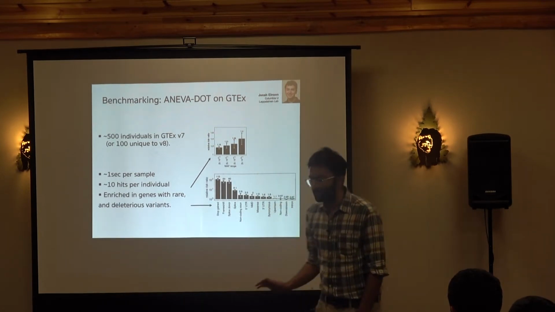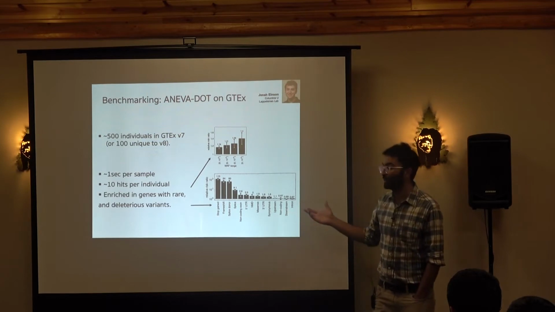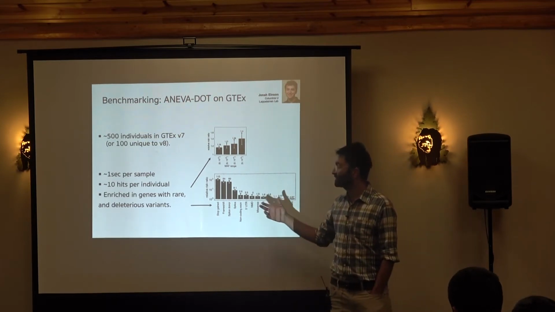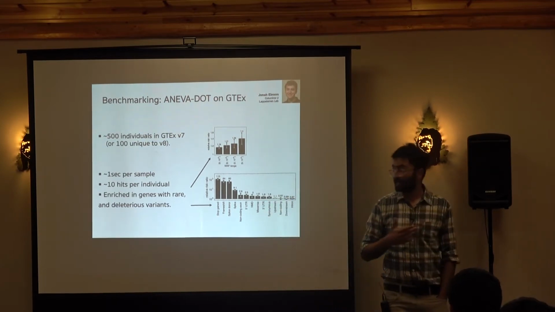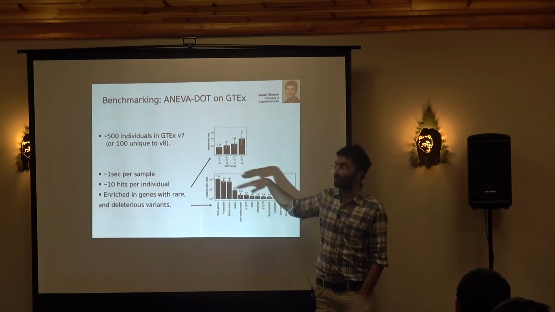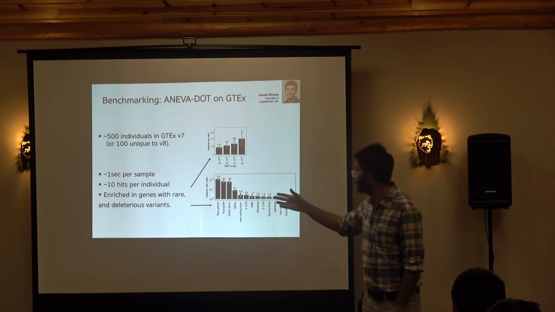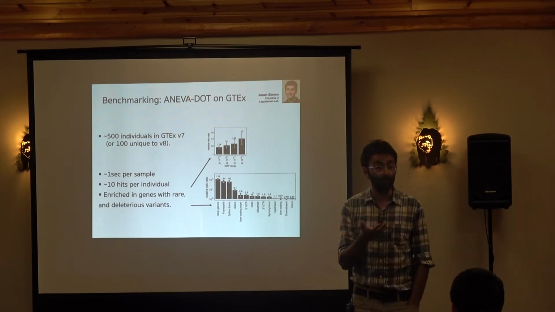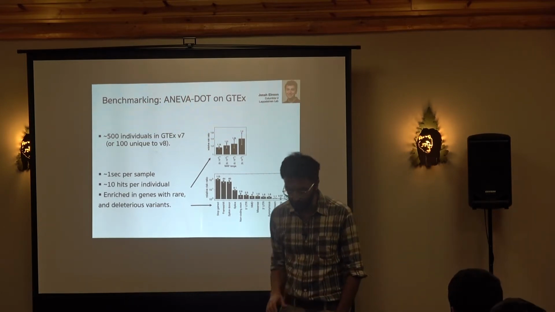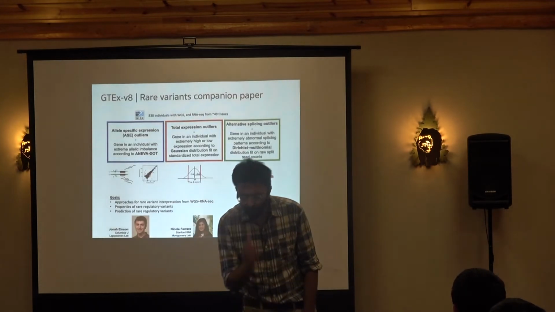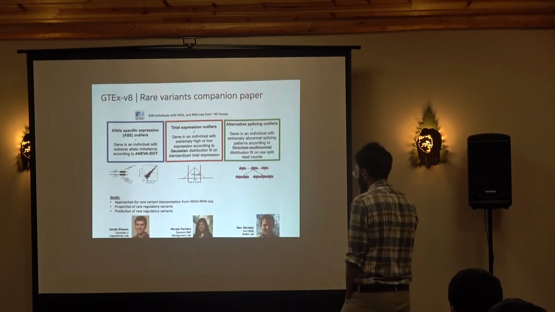Now, when we look at things that we do know should have a regulatory effect, like stop gains and frame shifts and splice variants, we see that basically ANEVA-DOT enriches the results by over 100 folds. So it actually picks on the things that we think are having an effect on regulation of genes.